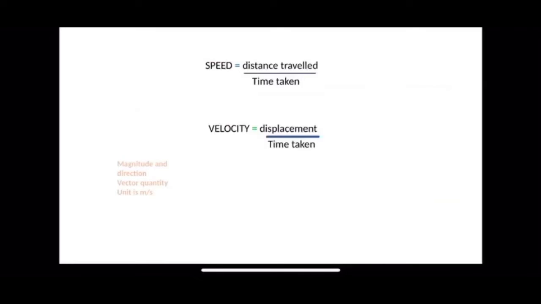Now, speed is equal to distance covered divided by time taken, whereas velocity is the displacement divided by time taken. It is a vector quantity having magnitude as well as direction, and the unit of velocity is meter per second.